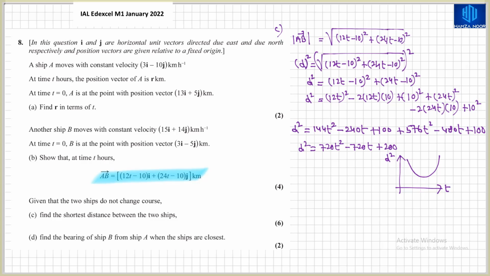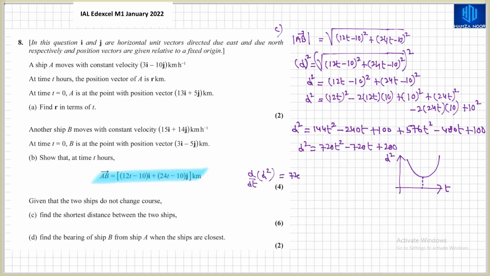So as we want to find the least value of the distance, the shortest distance between the two ships, the shortest distance will occur at this value of t. And first we need to find this value of t. So in order to find this t value, you can convert the general form of the quadratic equation into a completing square form, or alternatively what you can do is apply the differentiation method. So therefore we are going to differentiate d square with respect to t.